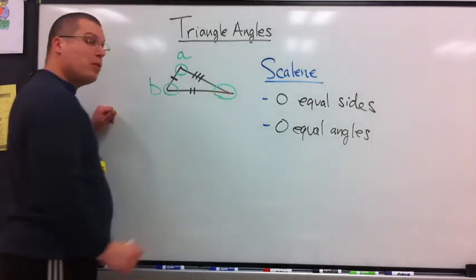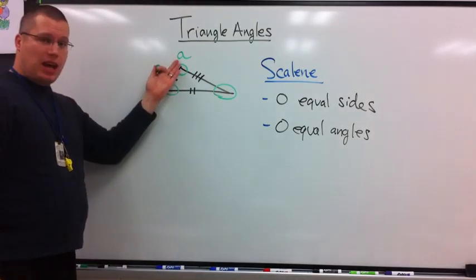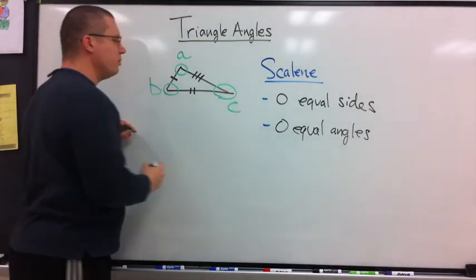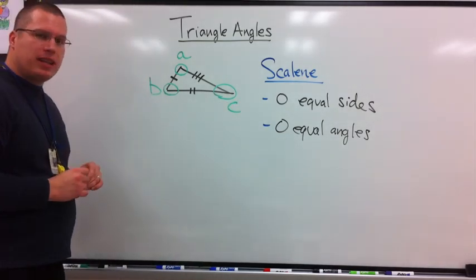What must this angle be worth? Am I allowed to use A? Am I allowed to use B? Let's use the letter C. So these are my 3 types of triangles.